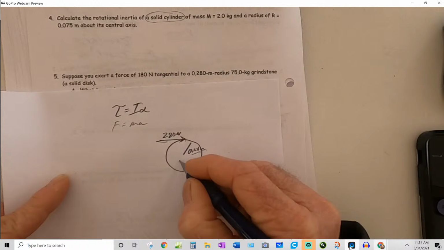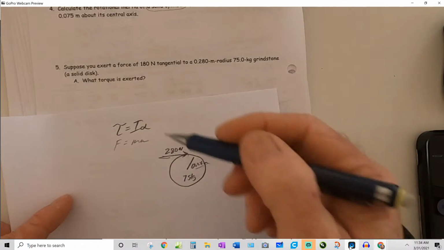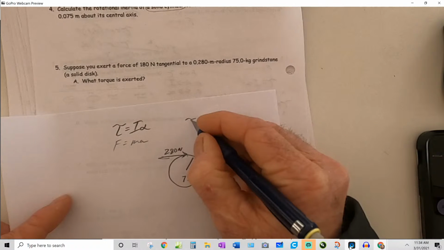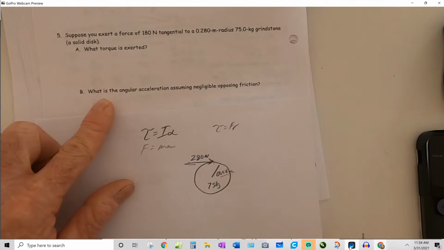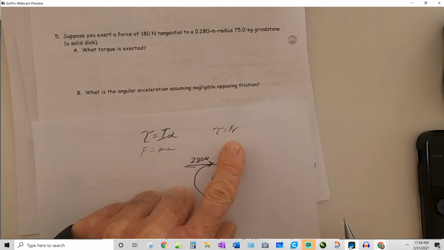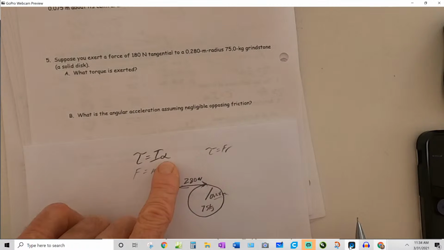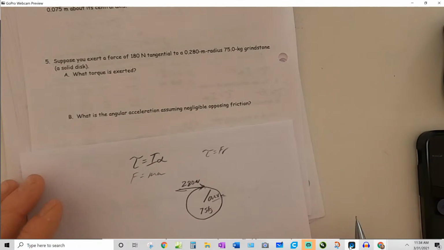The mass of this is 75 kilograms. So what torque is exerted, you'll have no problem. Remember that there's the other formula for torque for that one. Angular acceleration, you'll now be able to get that because you know that not only is torque equal to F r, but it's equal to I times the angular acceleration. And you know that this is a solid disc grindstone.